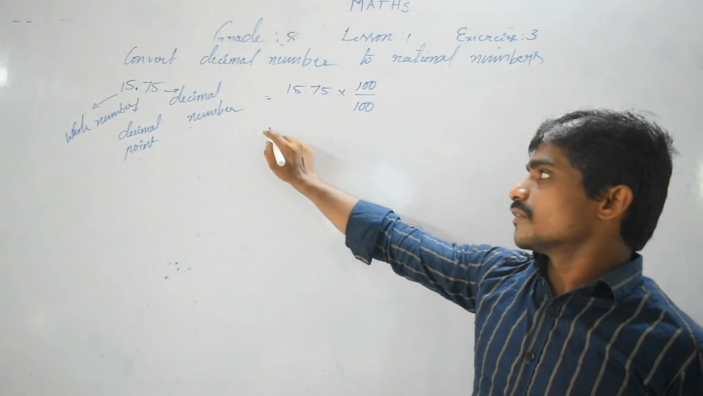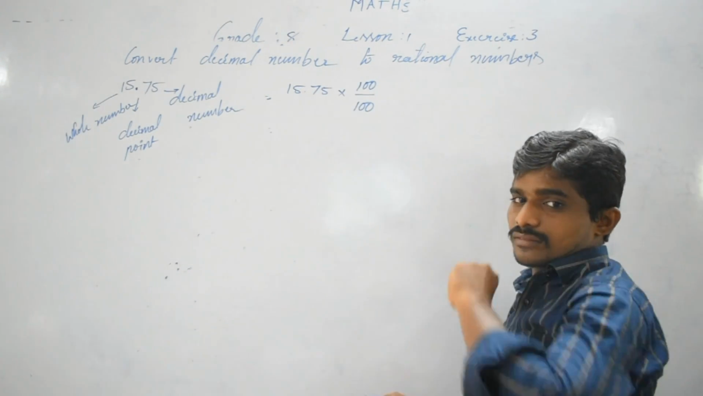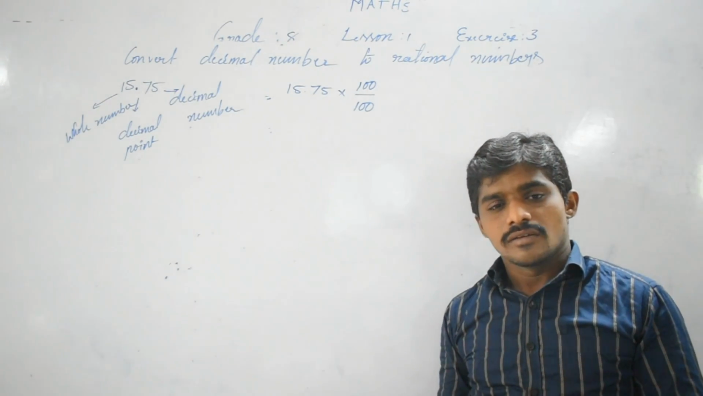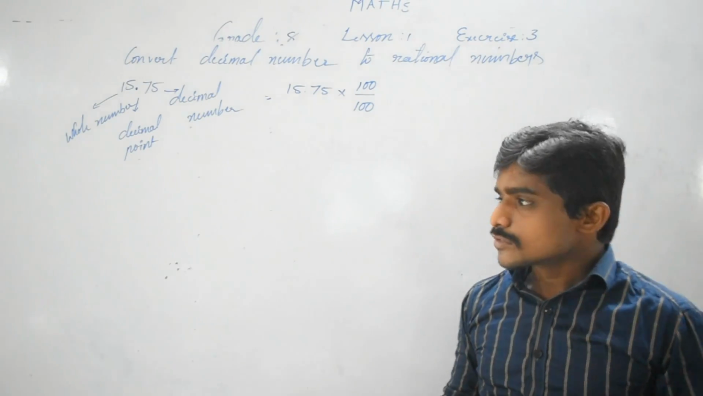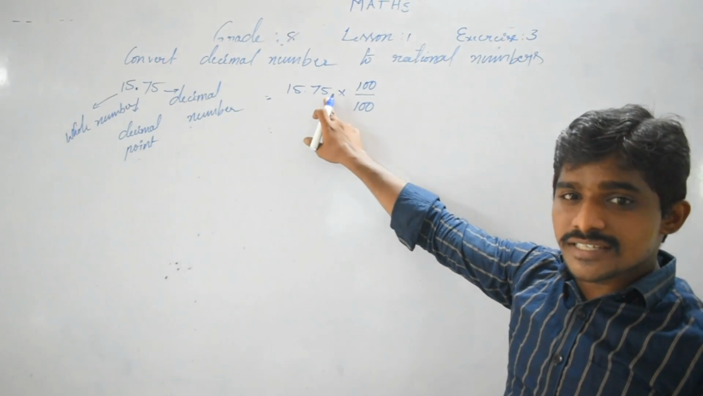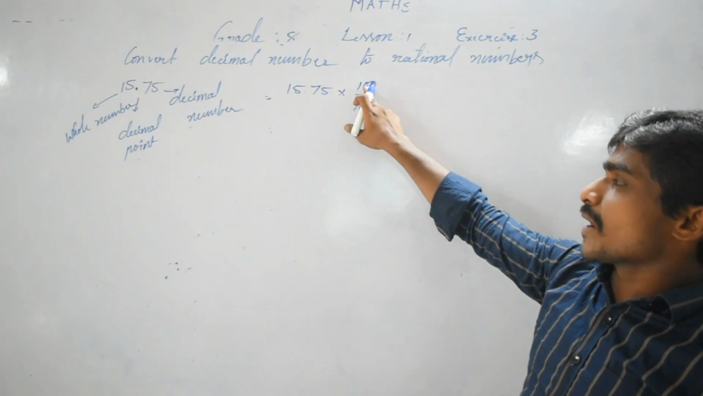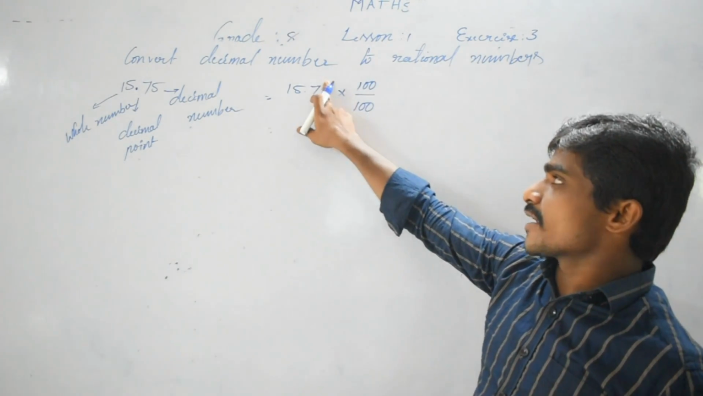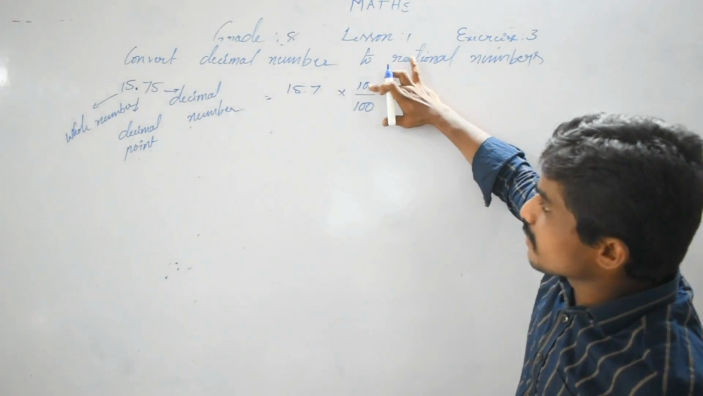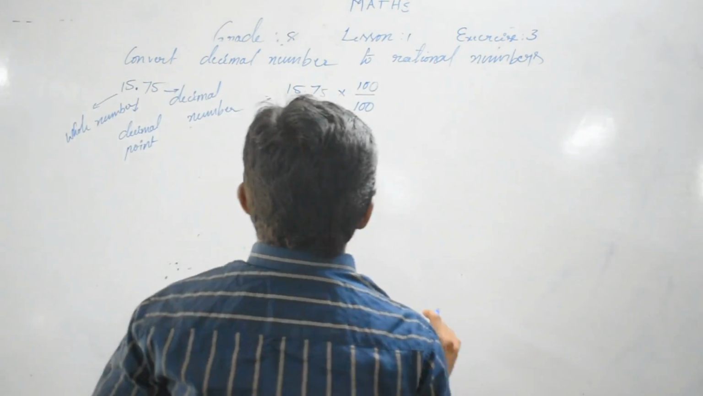Here, see, why are we multiplying with 100? Why don't we take 10? Why don't we take 1000? So here in 75, after the point how many digits? 2 digits. So here we multiply with 100. For example, if after the point there is only one number, then you multiply with 10. So here we get 7500.